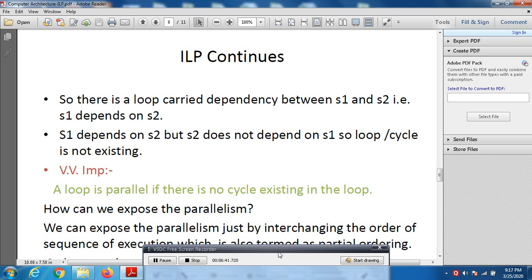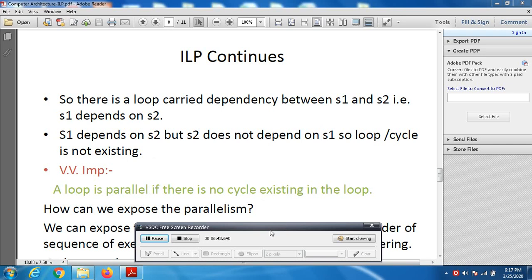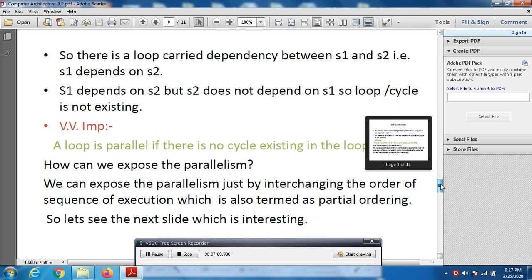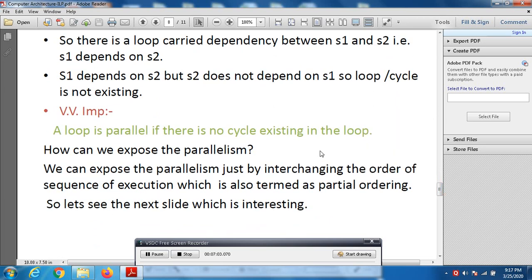And here comes a very important point: a loop is basically parallel if there is no cycle existing in the loop. So if there is a cycle or feedback path, then automatically you can say that this is not parallel code. So how can we expose the parallelism?